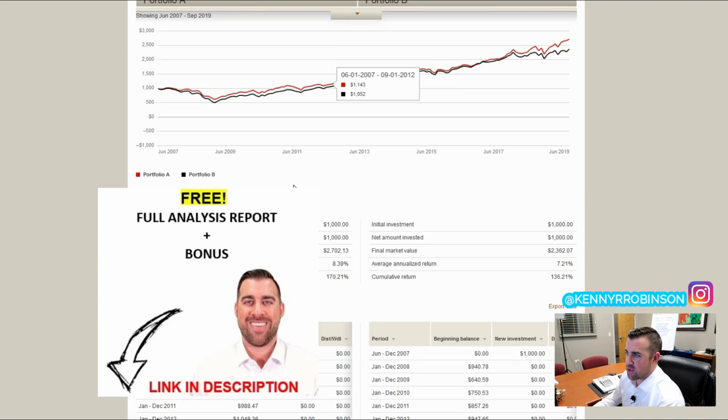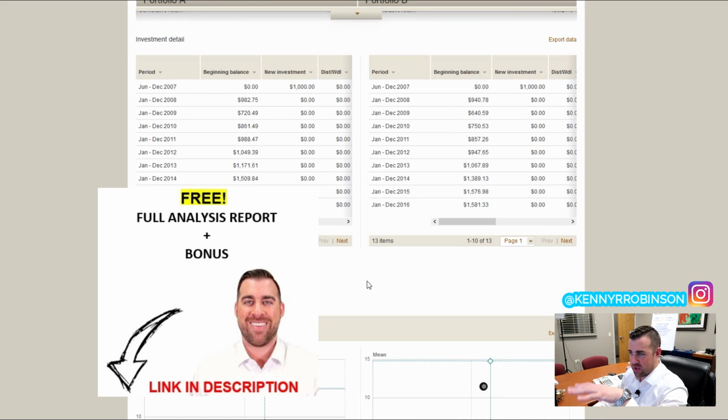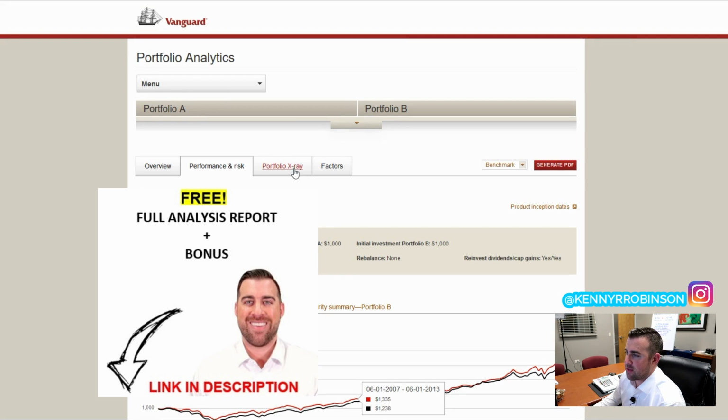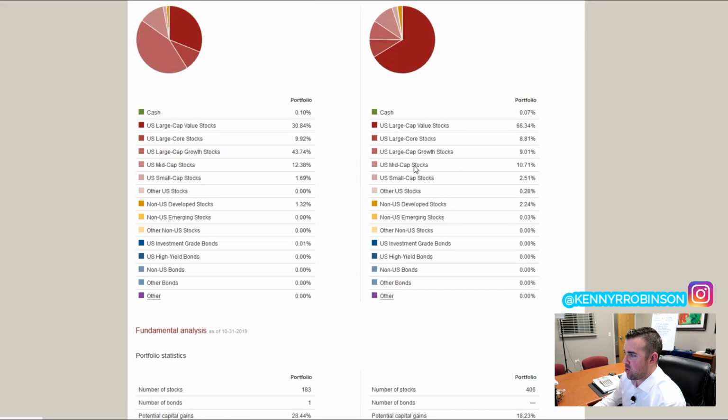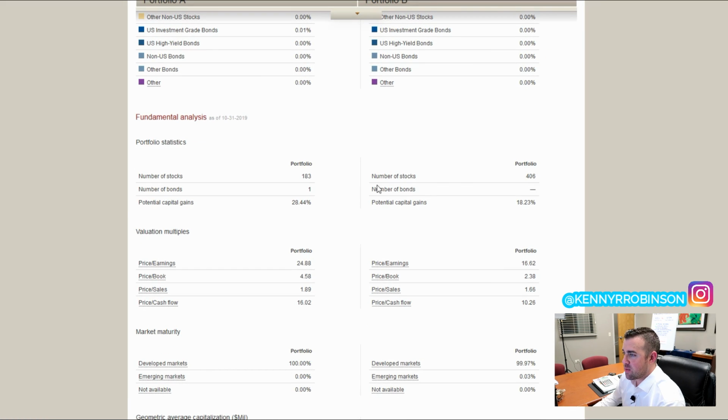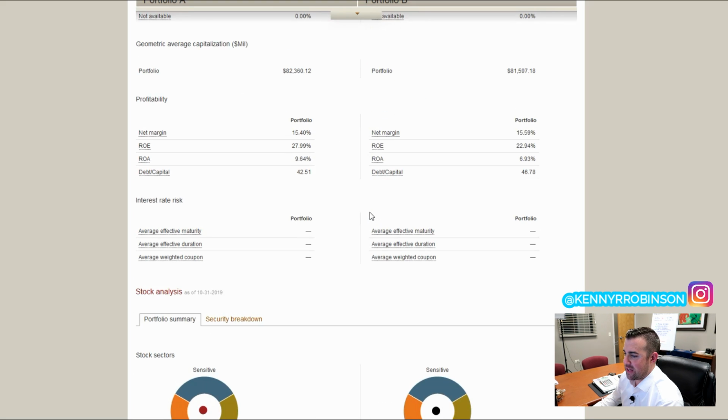Let's look at some more metrics here. And again, if you want all of this, you can click that link and download this. Again, this will show you the different type of equity style. Here's a big difference. Number of stocks, 183 in the Vanguard Dividend Appreciation and 406 in Vanguard High Yield. So that's what's really interesting, you have a lot more stocks in VYM than you do in VIG.